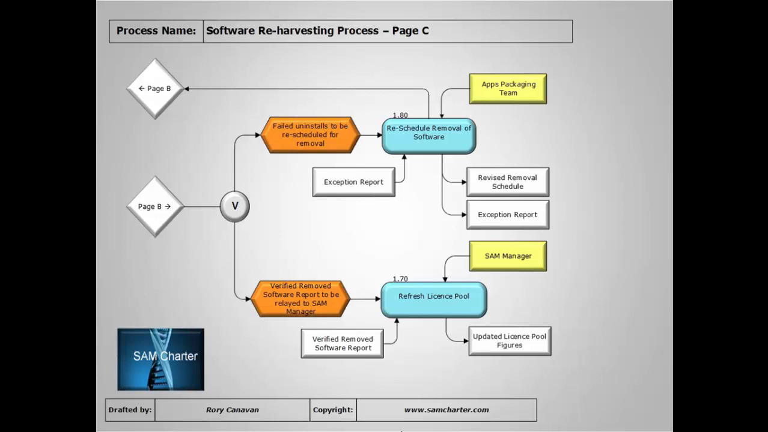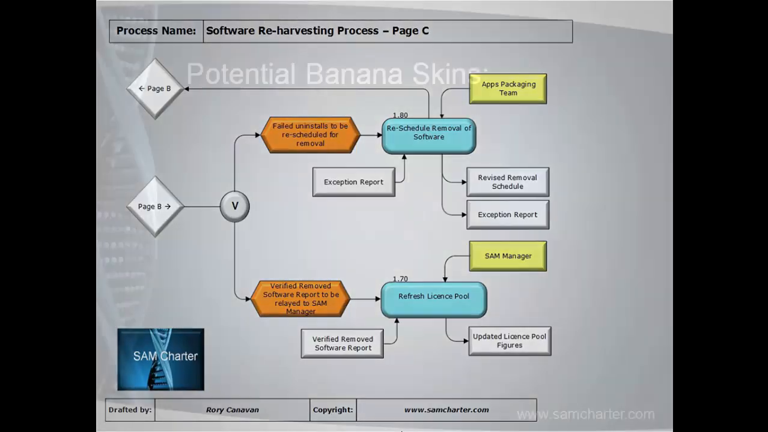When the software has successfully been removed, it is then important to provide a report to the SAM manager so that they can then refresh the license pool. Now, the license pool is a pool of licenses that are free, that aren't being used. And it's also a good chance to provide updated compliancy figures and show senior management how much money you have cost avoided or how much you've actually saved through the software reharvesting process. Because at the end of the day, the reharvesting process is a fantastic tool for the SAM team to show its importance to the senior management, and it's one of my favourite processes.